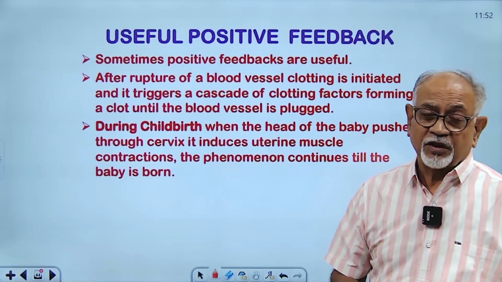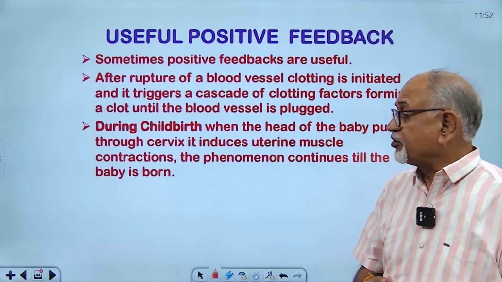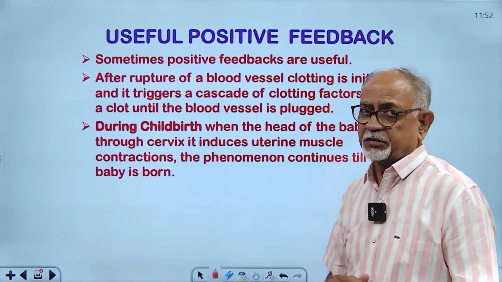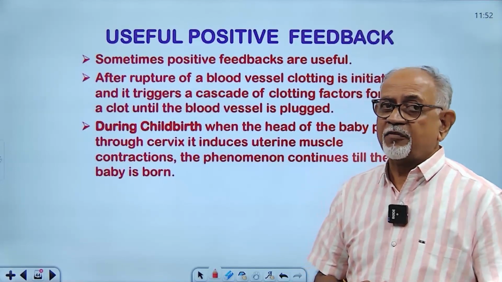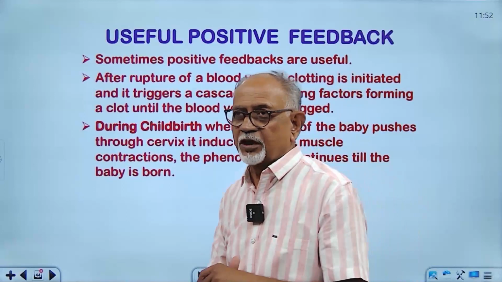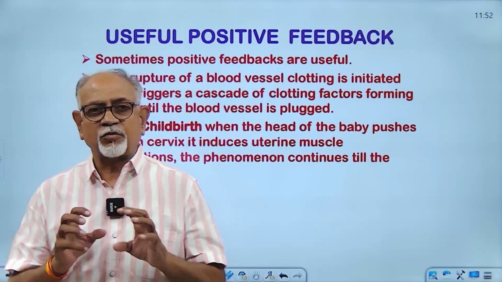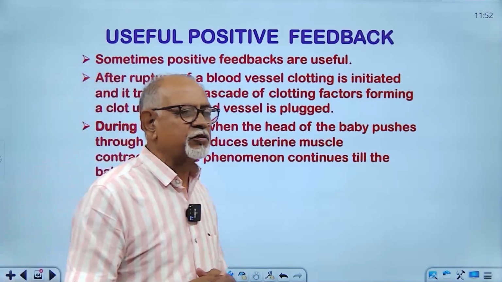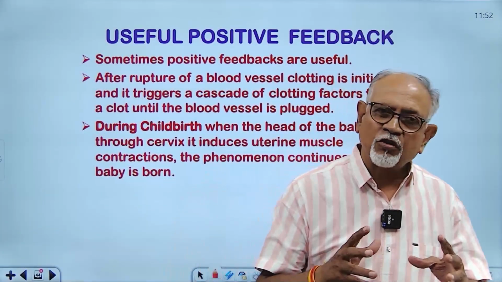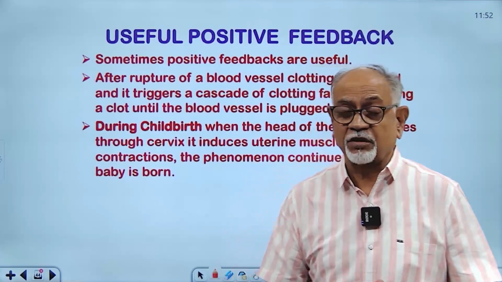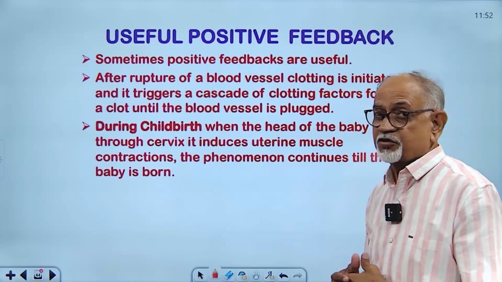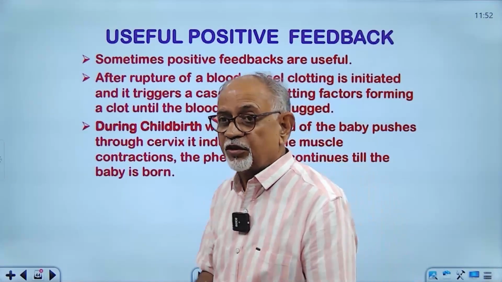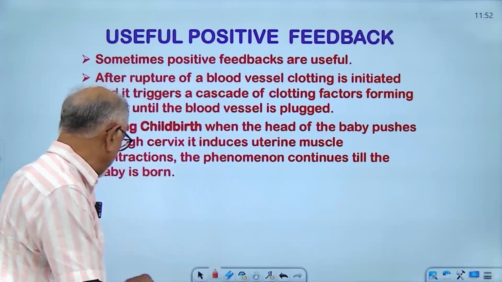Second, a good example of positive feedback is during parturition, that is, during childbirth. When the head of the baby is pushed against the cervix of the female, it triggers a mechanism and a message is sent to the posterior pituitary, the neurohypophysis, from where oxytocin is released, and that increases further contraction in the uterine muscles till the baby is born.